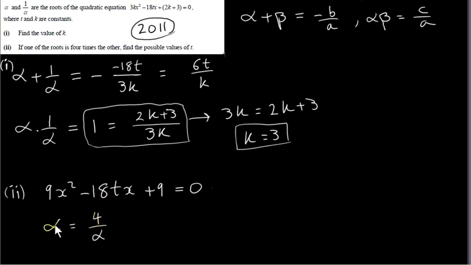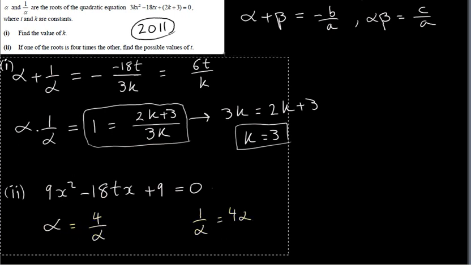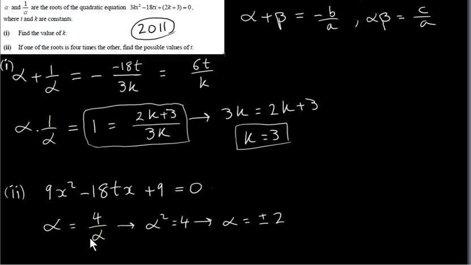Now it shouldn't matter which root we choose. I could have chosen 1 over alpha and said that it's 4 times the other root being alpha. So it shouldn't actually matter which way we choose to do this, because it doesn't say otherwise. From this we see that alpha squared equals 4, so alpha equals plus 2 or minus 2. Now we know from the first part that the sum of the roots, alpha plus 1 over alpha, is given by 6t over k, but we found that k was 3, so I can plug 3 in for k, so I get 6t divided by 3 is 2t.